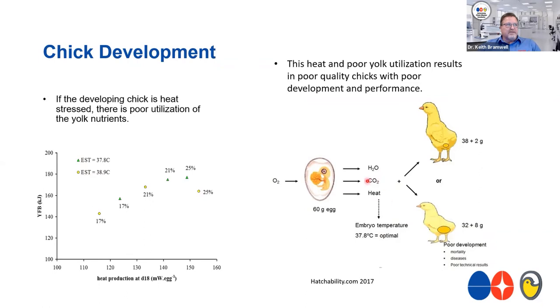So we have to hit that sweet spot here to where we're getting the biggest chick possible with the largest yolk-free body weight. That gives us the best quality chick. They need to utilize that yolk as much as possible. And when we get them too cool or too hot, then they're going to underutilize that. So we have to balance. Again, it's a balance.